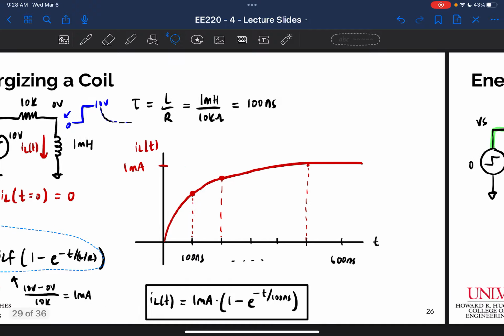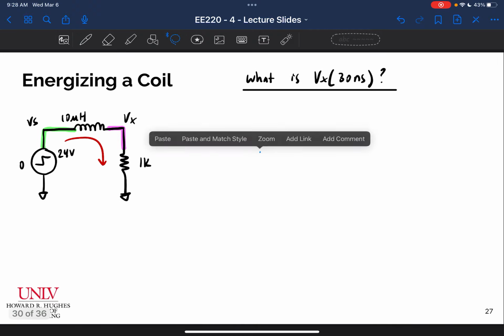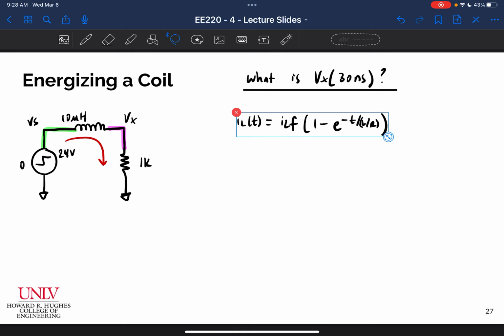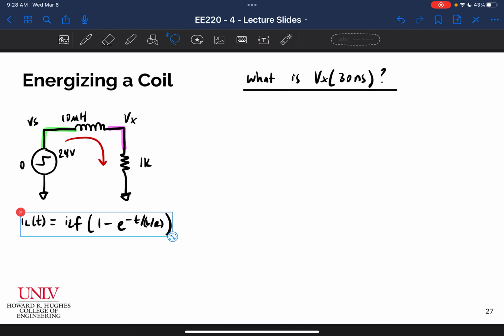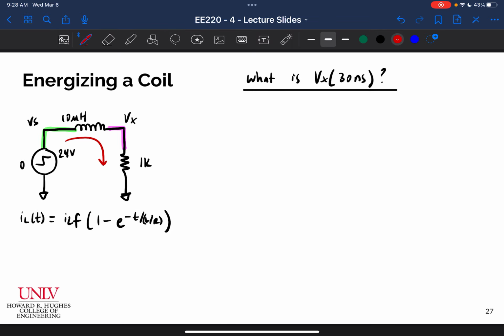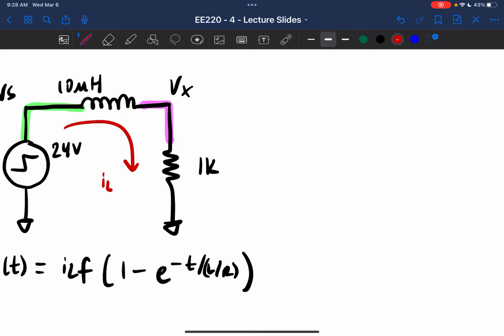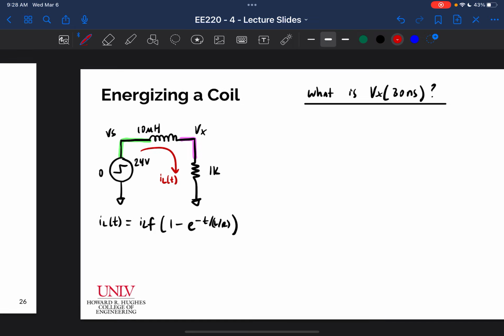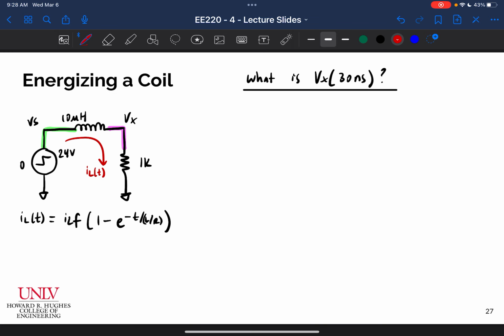Sorry, I keep saying charging because the behavior is the same. So I can start with my IL of t, which is this current, right? And the only things that are important to find here are the time constant and the final current that's going to be flowing.